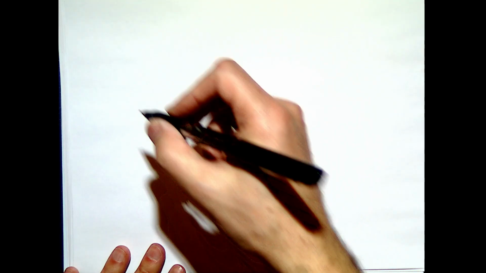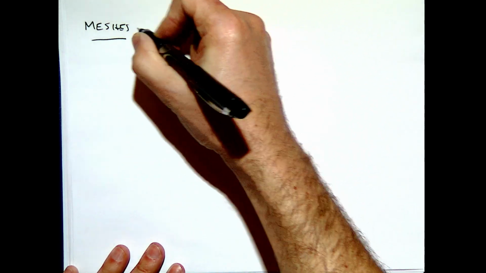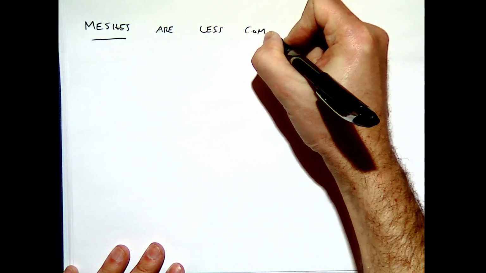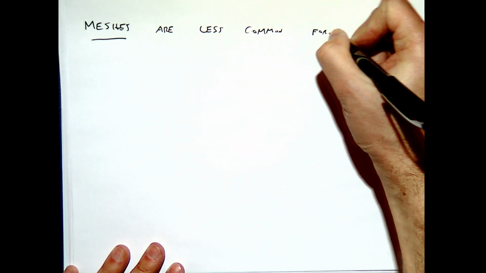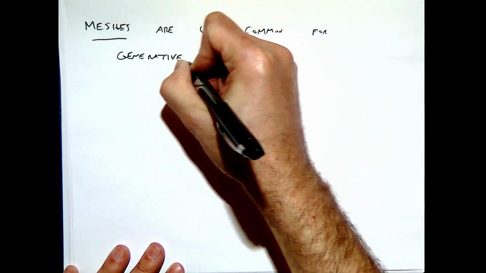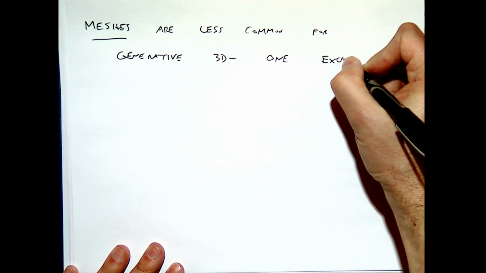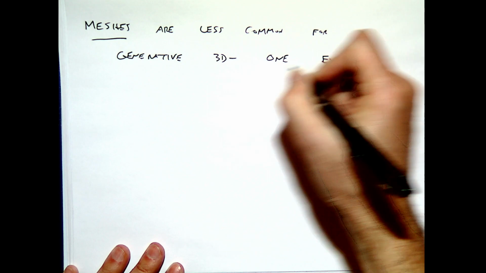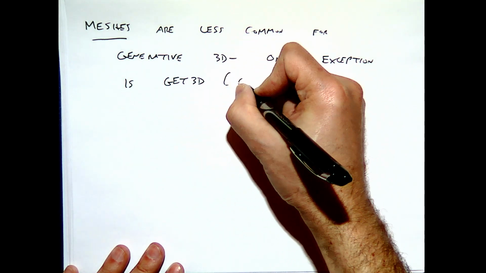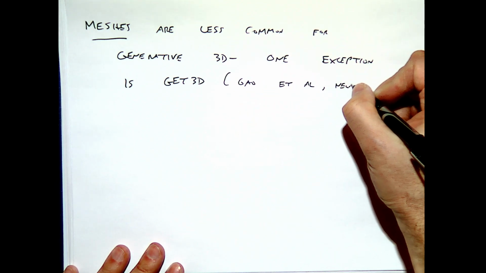So I'll just say that meshes are less common for generative 3D. But one notable exception worth knowing about is called GET3D. This is from Gao et al., from last year's NeurIPS.